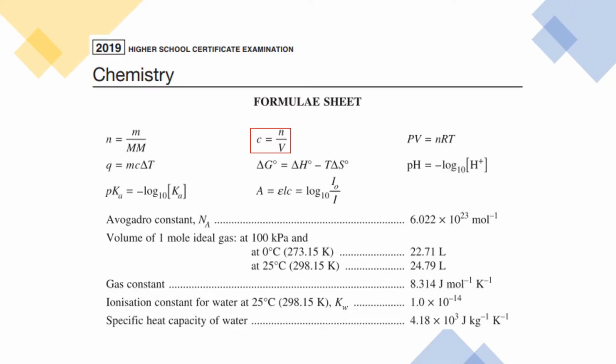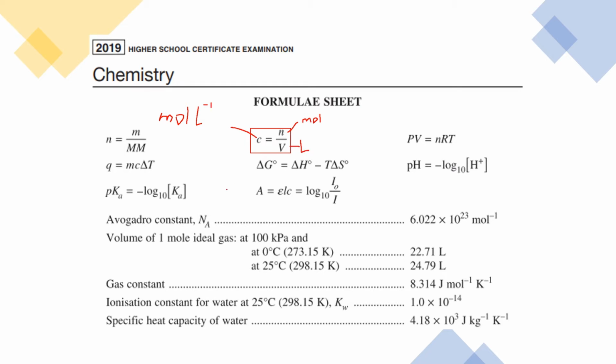Let's get into it. So first off, this formula you will find in your formula sheet. It's the second one here, that C is equal to N over V. Pretty straightforward. C stands for concentration, N stands for number of moles, and V stands for volume. Now on this slide, I'm just going to show you the units that we usually measure that in. So concentration is in moles per litre. N is what we already know as moles. And V is in litres.